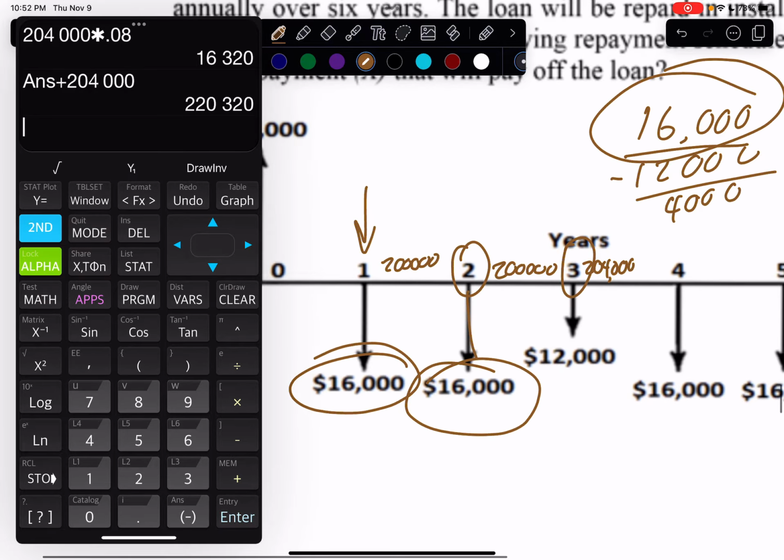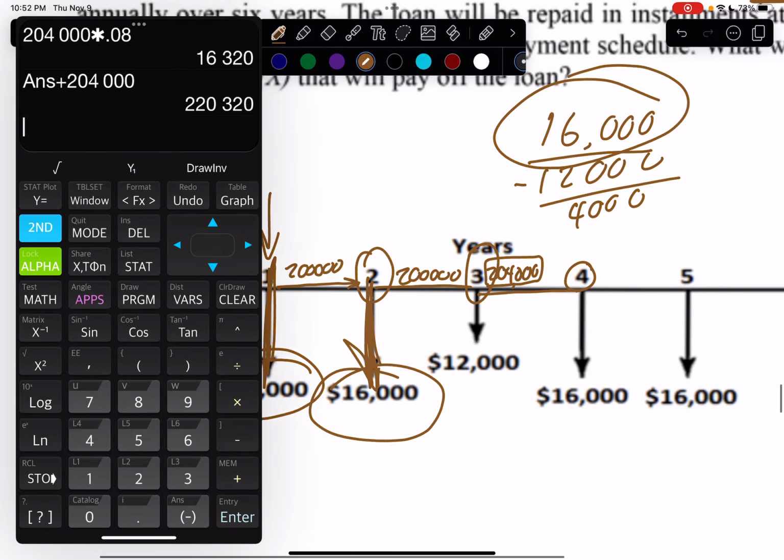We had $200,000. We carried it across. We made a $16,000 payment that was for interest. You carry the same loan. You paid off the interest. You carried the same loan. You paid off to $204,000. Okay, you carry that to this year.